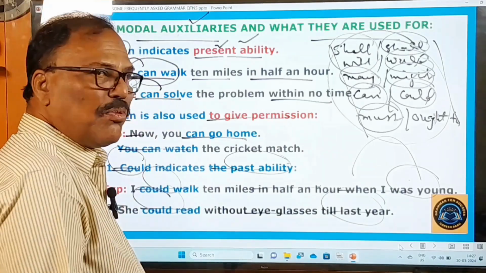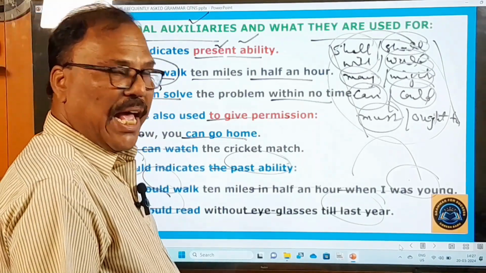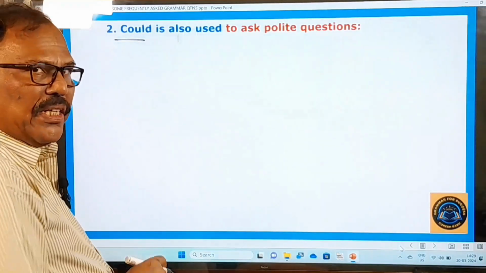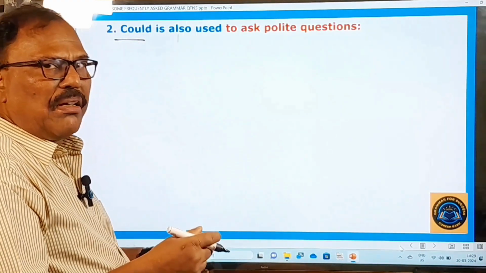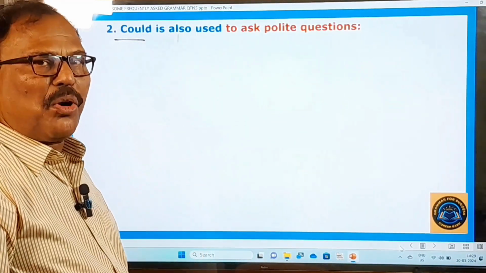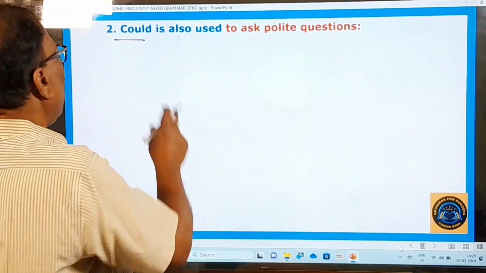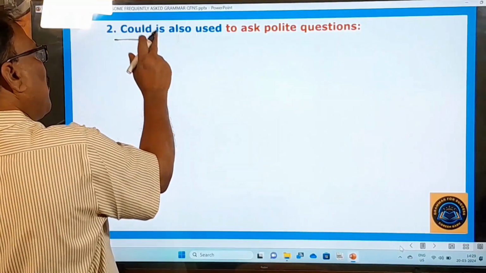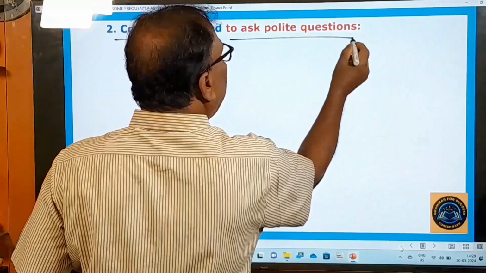And now let's move on to the next grammatical aspect. The second use of could is, I'm giving you only the most important uses of the modal auxiliaries. Here could is there. The second use of could is, it is also used to ask polite questions.